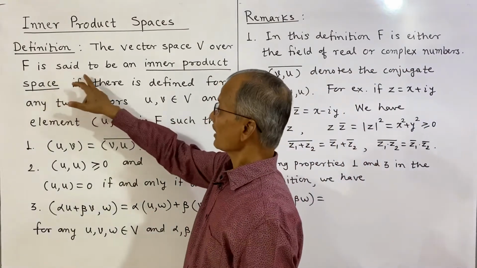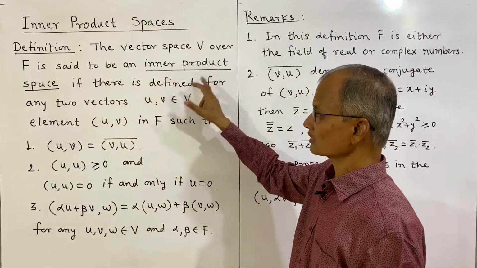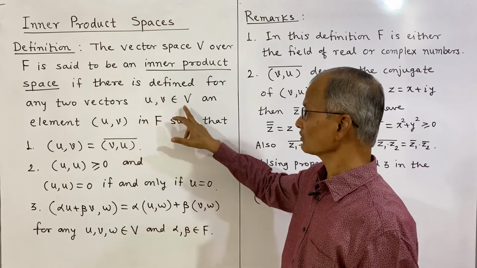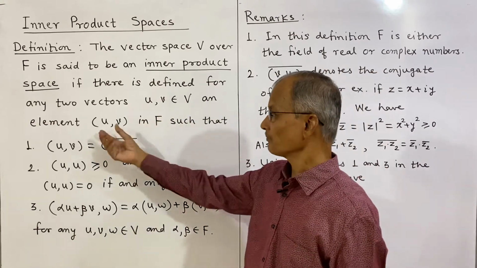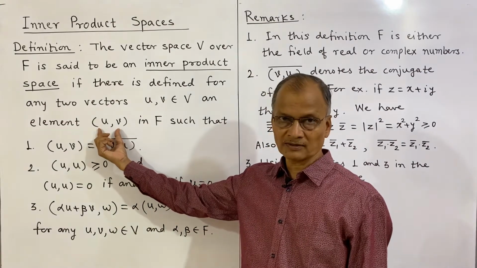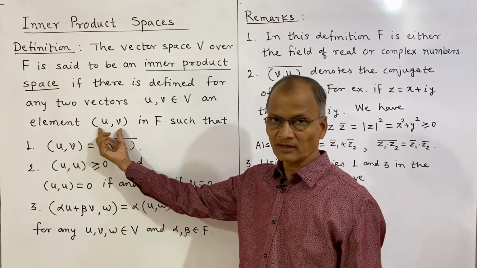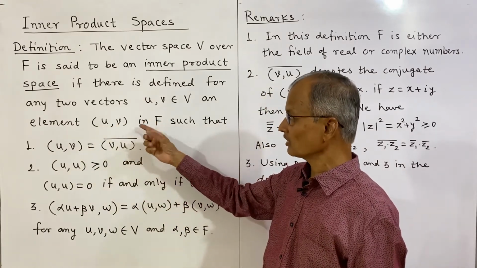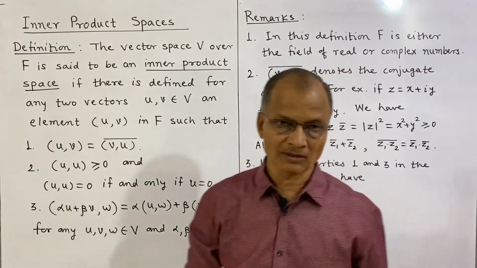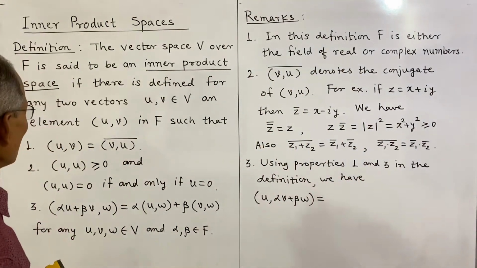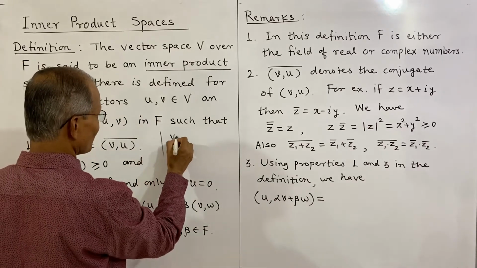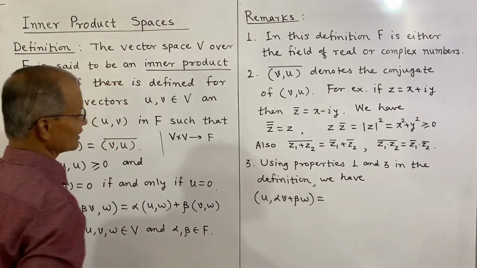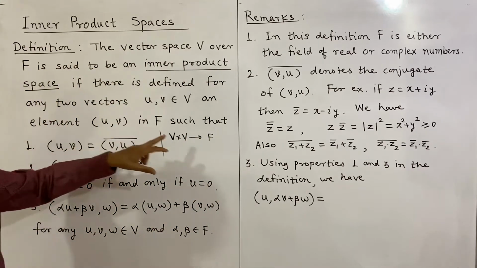F is a field, is said to be an inner product space if there is defined for any two vectors u, v belongs to V, an element. This element we call it, this is a notation for inner product of u and v in F. This is the element in F. That means actually the inner product is a function from V cross V to F, that the product's value is in the field.